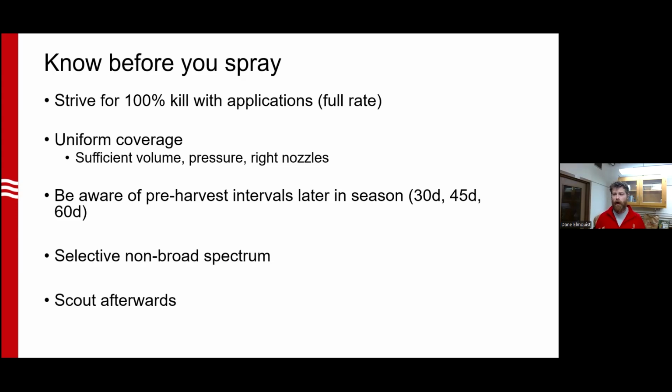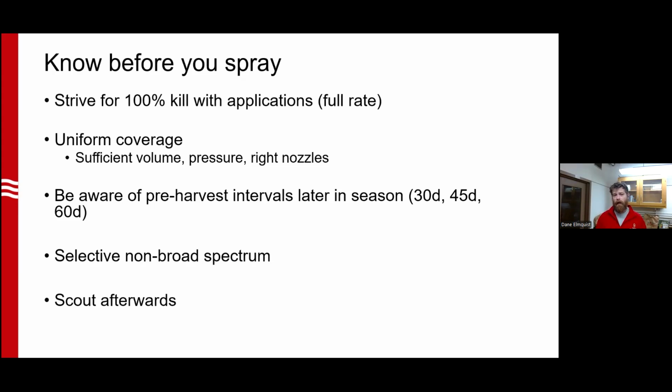It's good to know about pre-harvest intervals, especially if you're going to be treating for pest populations that are potentially going to be surpassing economic thresholds later in the season, like soybean aphid, for example. Some pesticides out there have longer, say 60-day, pre-harvest intervals. So just make sure to always read the label prior to making any type of application.